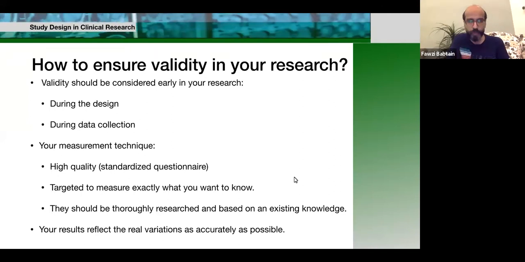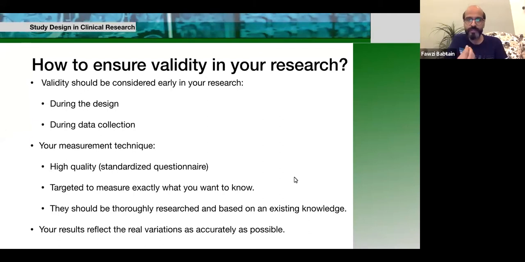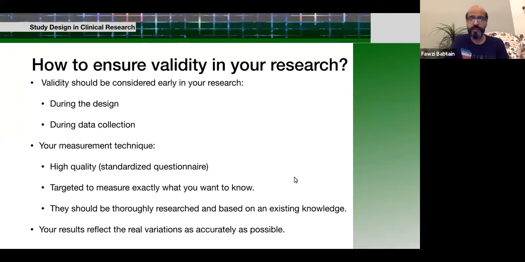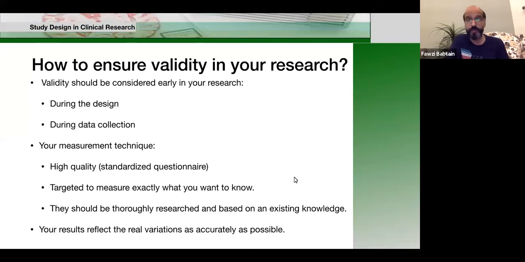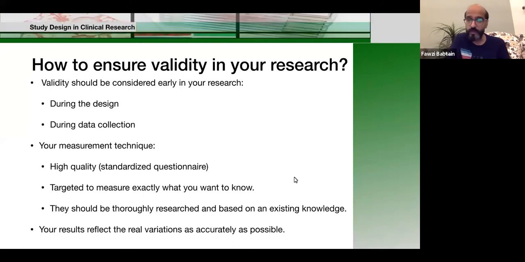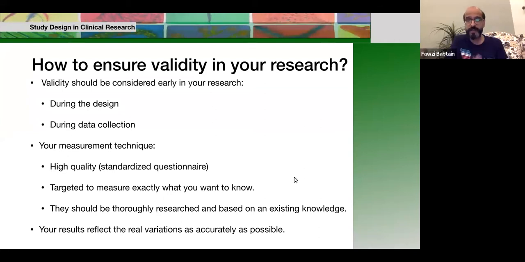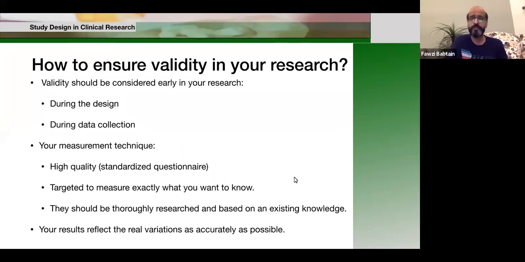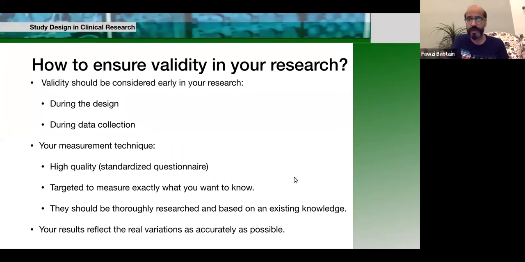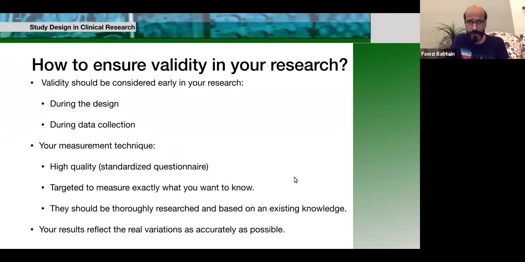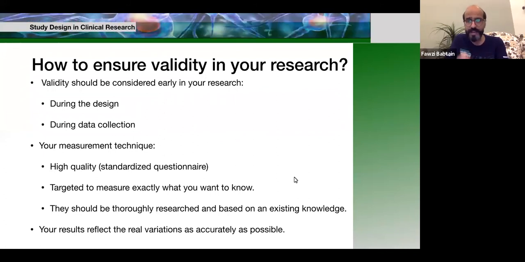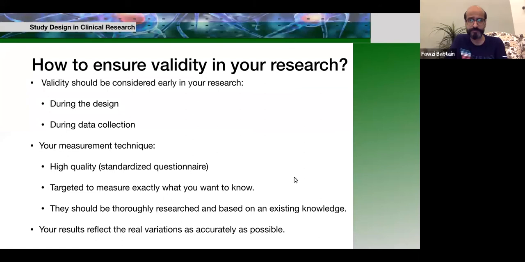And it should really reflect what is going on, what is the real knowledge, what we know. You cannot just create whatever tool when you don't know how reliable or valid it is, and then use it as a solid way to screen for a disease or to measure an outcome. The results should reflect the real variation as accurately as possible.